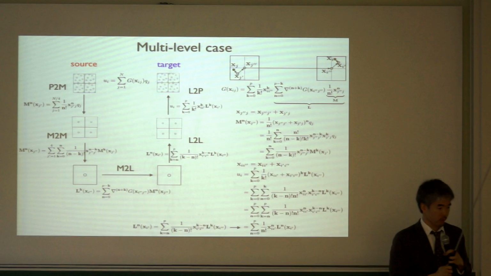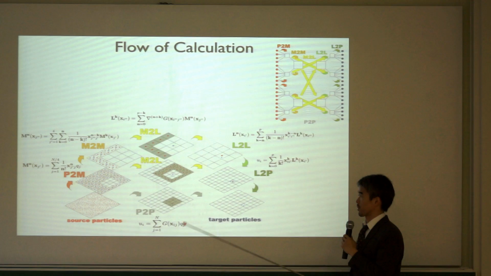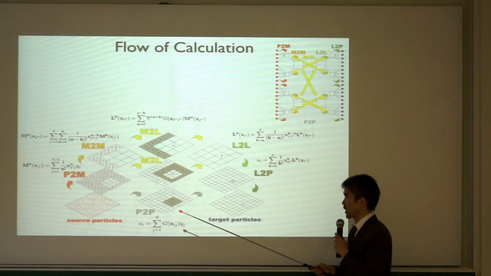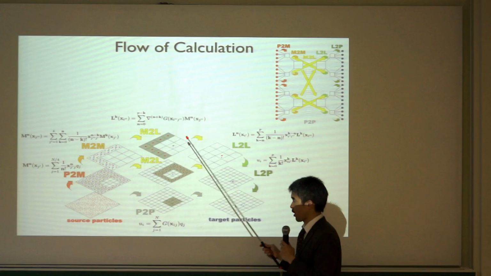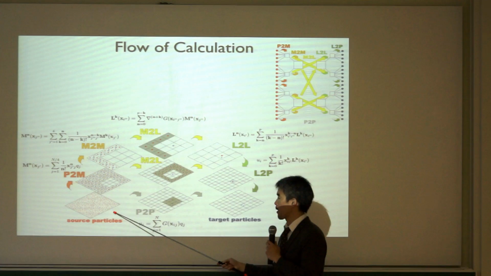Okay, so now you have the multi-level equations. So this is the entire flow of calculation for the whole FMM. Now you understand the math somewhat, so it's easy for you to grasp the picture, I think, in a very concrete way. So first you have all the particles. These are your sources. You want to calculate the effect of all these points onto all the other points.